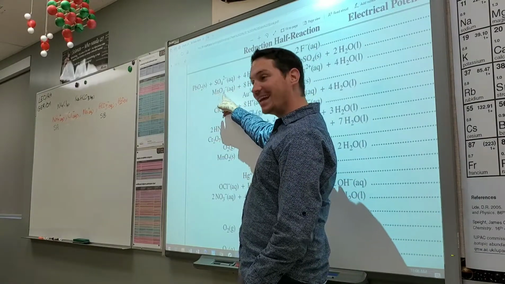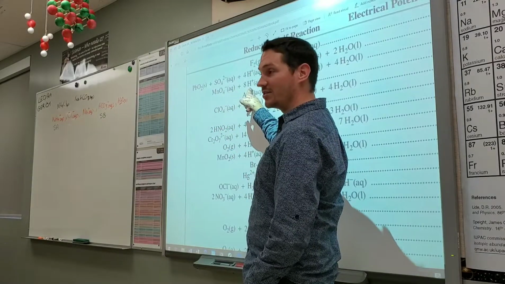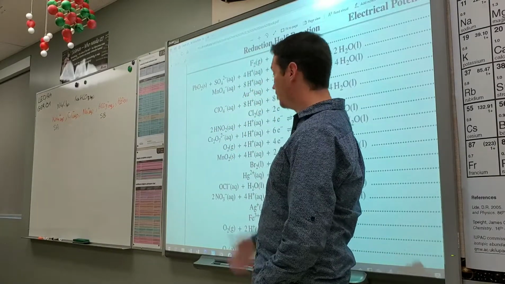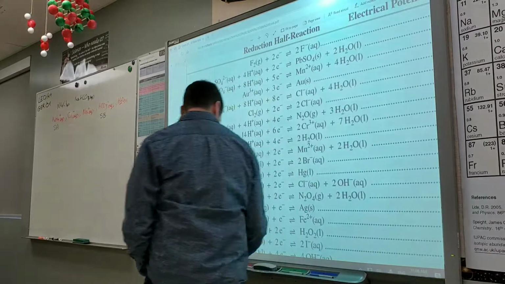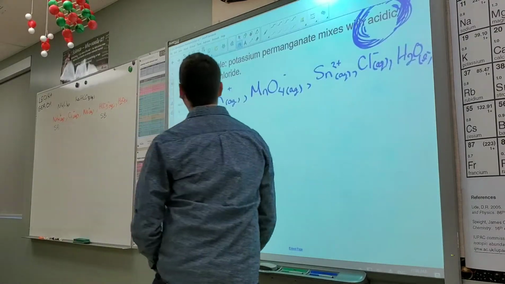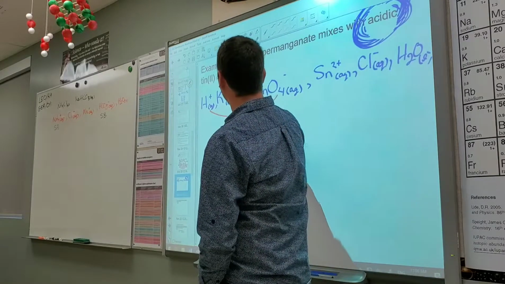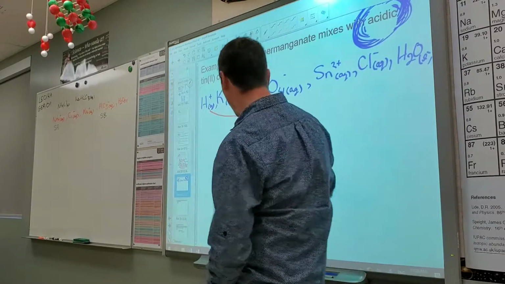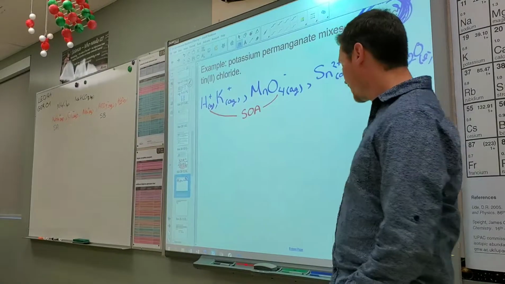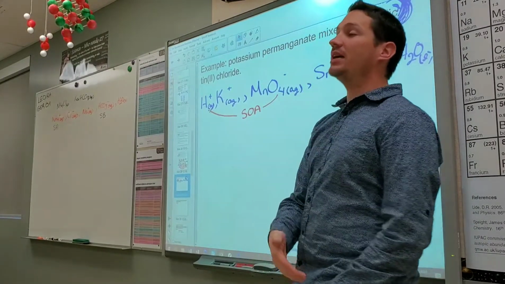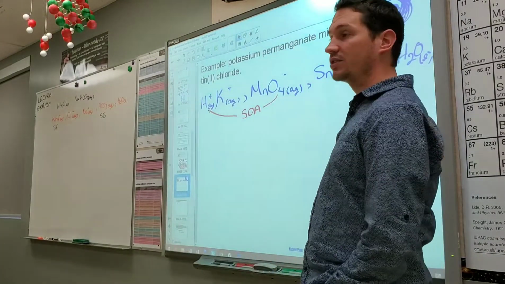We have permanganate and hydrogen ions, right? We have both of those things. So what I will say is that the hydrogen and the permanganate, they combine to be our strongest oxidizing agent. Now let's identify our strongest reducing agent.